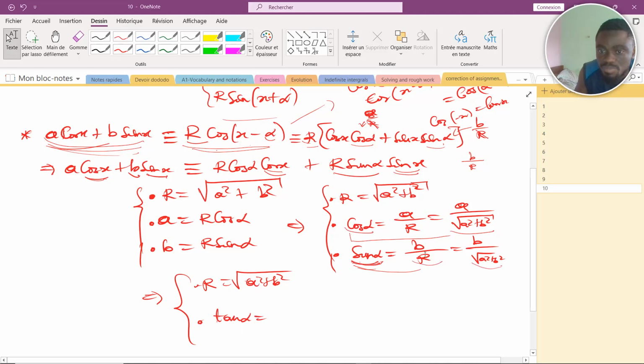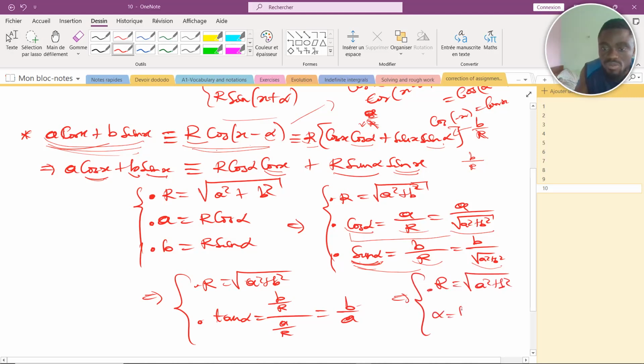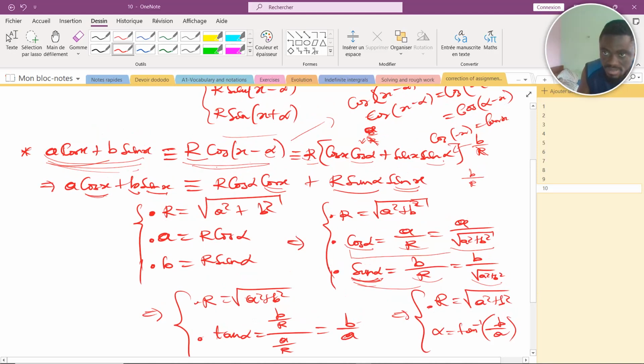So we're going to have B on R divided by A on R. This will interchange and I will have B on A. So this implies your R will be equal to the square root of A square plus B square, and your alpha will be the tan inverse of B on A. Don't cram this. I say don't cram this. Use the approach I'm using.